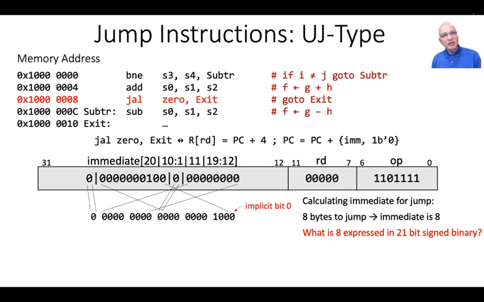And finally, the bit 0 of the immediate is implicit. It does not need to be represented in the instruction, and that is because you can never jump to an odd address. You can only jump to even addresses in RISC-V.